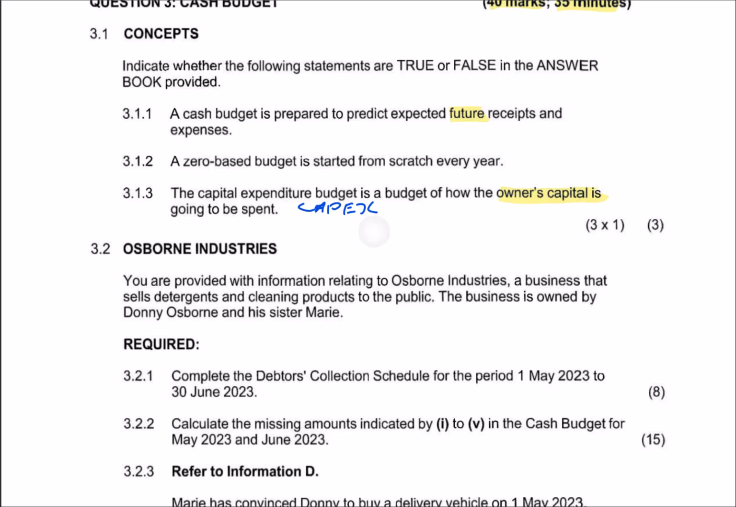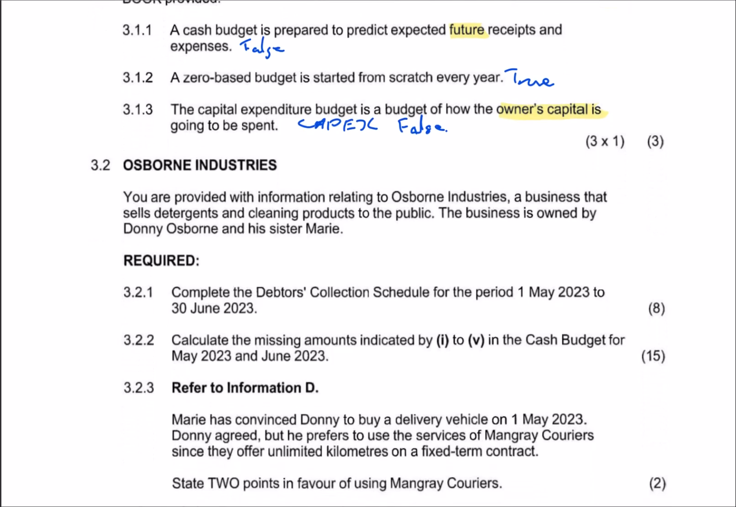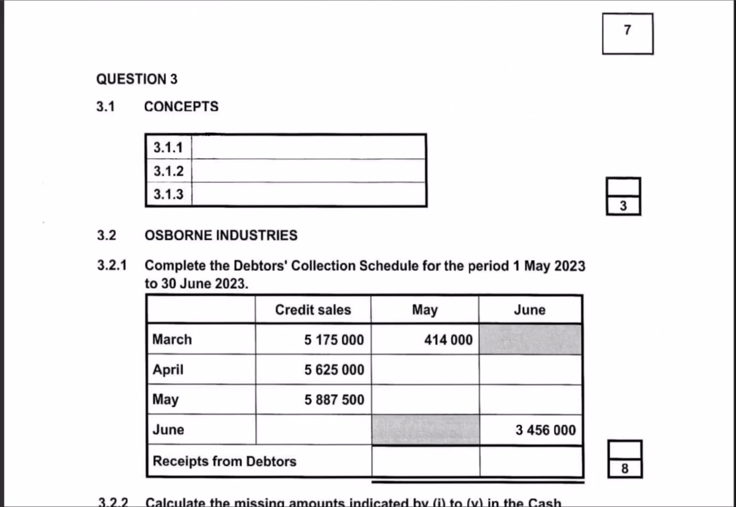So here I said it's false. Here this is true, and here it's false, because capital expenditure is basically expenditure spent on assets. Then question 2, I'll complete those. We have false, then true, then false.